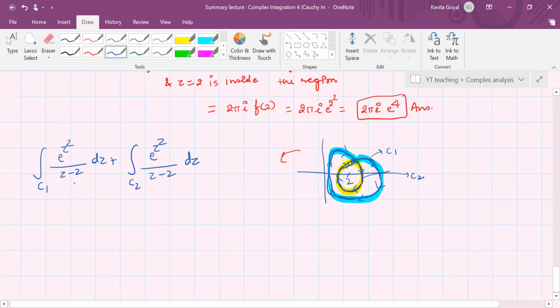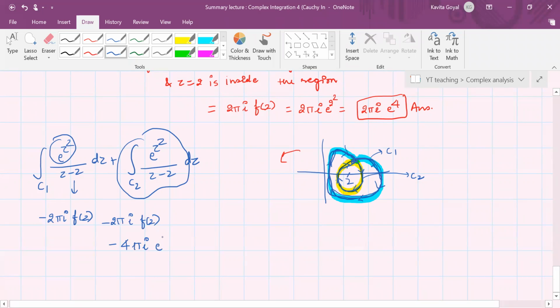Now along C1, the function e raised to power z square is analytic. So according to the Cauchy formula, this will be minus 2 pi iota f at 2, with a negative sign because of negative orientation. And for C2 also, this is equal to minus 2 pi iota f of 2. So the total is minus 4 pi iota f of 2, which is minus 4 pi iota e raised to power 4. This is your answer. Okay, so I think we can stop, or we can go for one more problem. Is that okay?